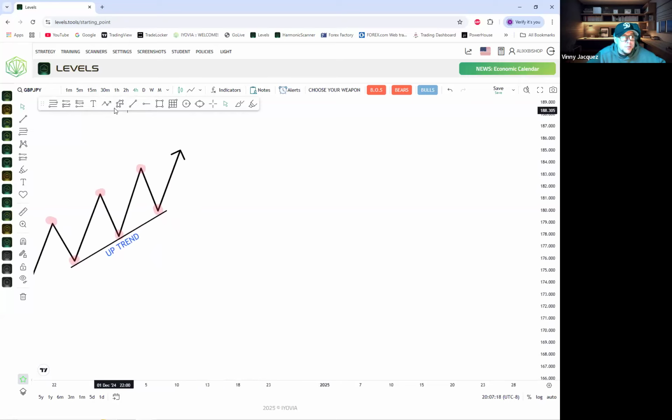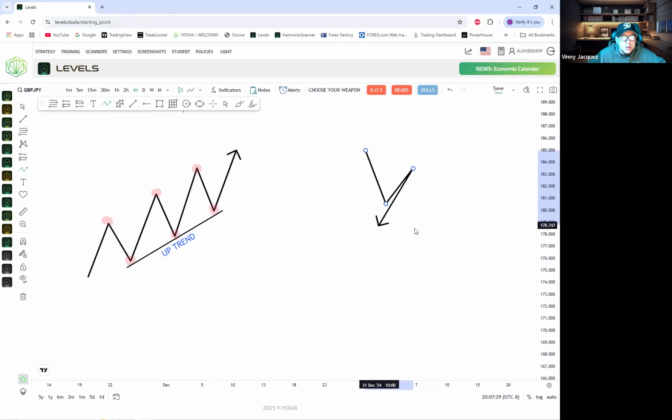Now, the second way is when the market is heading down. When the market is going down, that is called a downtrend. So when the market is making lower lows, lower highs, lower lows, lower highs, lower lows.